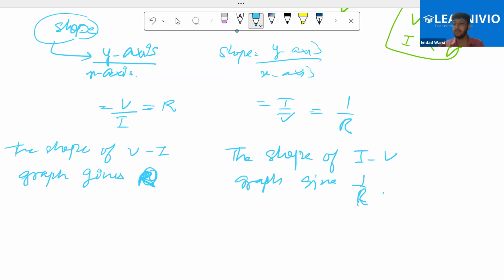Understood? Yes, sir. Because here the formula got inverted. That is why the resistance also got inverted.